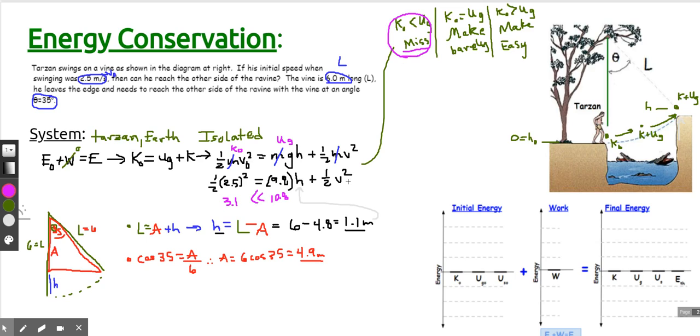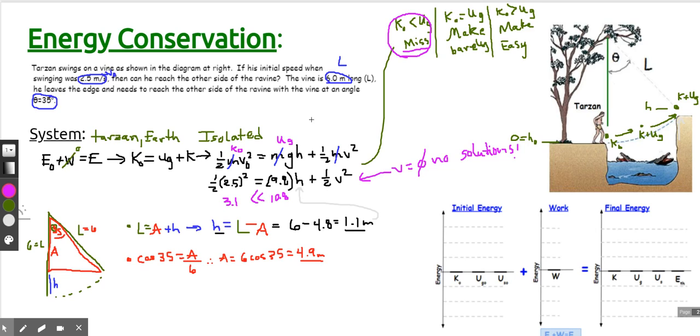If you did plug into your calculator and try to solve for this, you get the square root of a negative number, and so V is equal to null, or no solutions. That means nope, we don't have enough energy to make it.